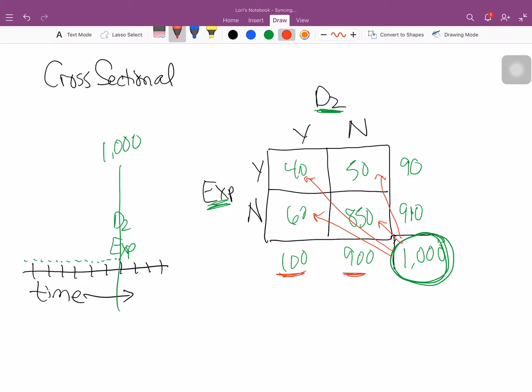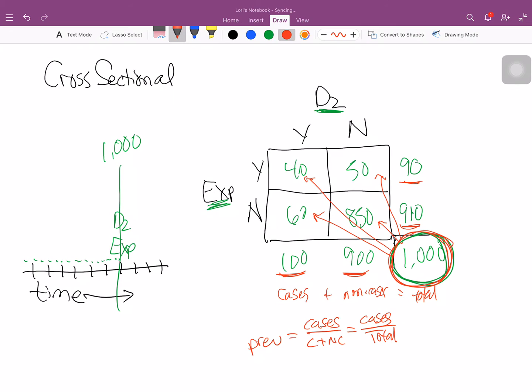Then, based on that, I can calculate my 4 what are called marginal totals. And if I started with a random sample from my population at some point, if I have the whole population and I just randomly selected 1,000 people, then I could do something with prevalence. Remember how I have cases here and I have non-cases? And here's the total. So cases plus non-cases equals total. Prevalence is equal to cases over cases plus non-cases equals cases over total. In this case is equal to 100 over 1,000, which is equal to 10%.